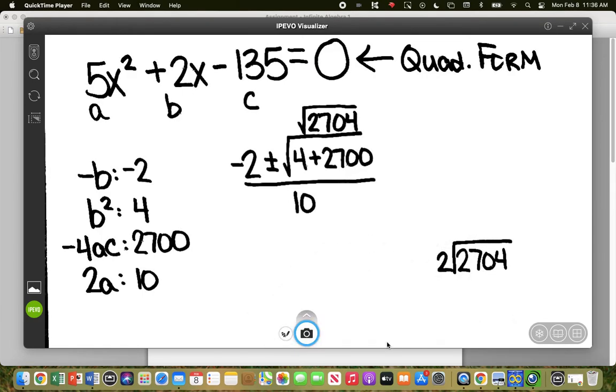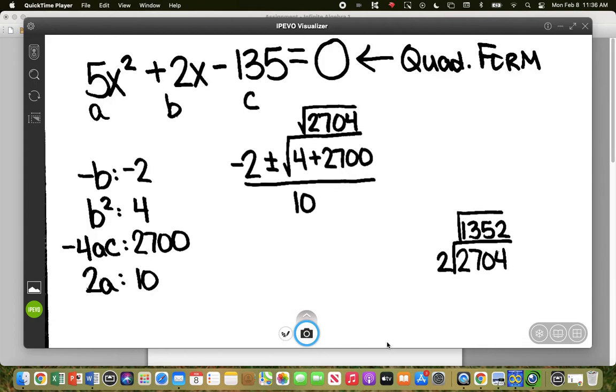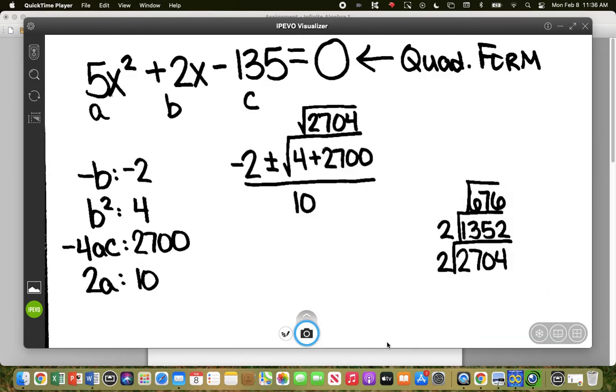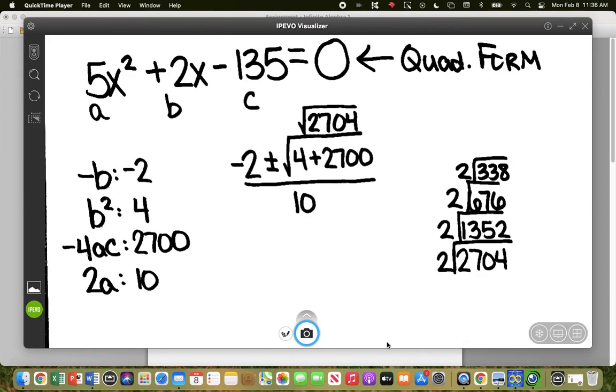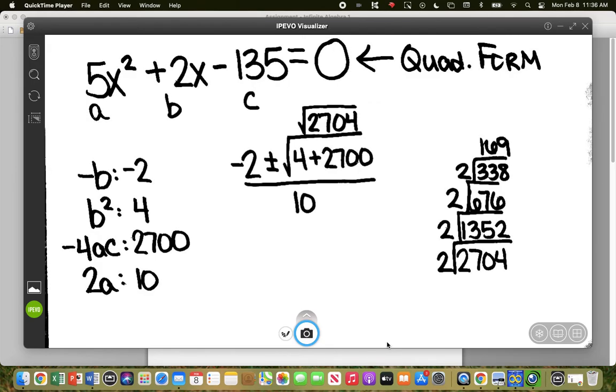All right, so if you want to simplify this, if you don't have a calculator with a square root button, if I divide this by 2, I get 1352. Can I still divide that by 2? Divide that by 2, I get 676. That's still even. I'm going to just keep dividing by 2 until I get an odd number. All right, what's a number I can divide 169 by? It's a perfect square. Guys, what can I divide 169 by? 13.